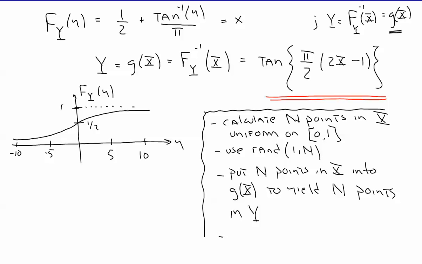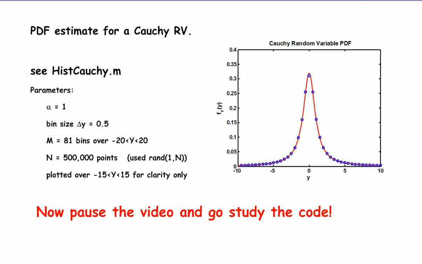Then I'm going to use Matlab's histogram functions, normalize the histogram against the number of points capital N and the bin width delta Y in this case, and plot the results. Calculate a normalized histogram, plot the results. The results look something like this. Once again, I'm going to give you the Matlab code that I use. It's called histcauchy.m.